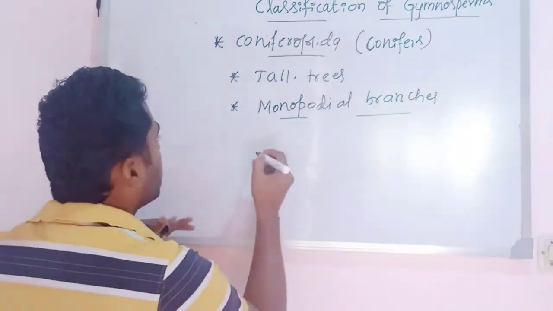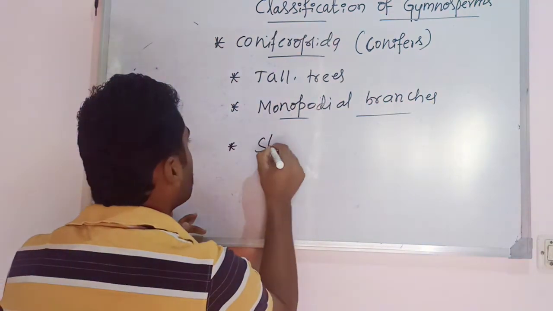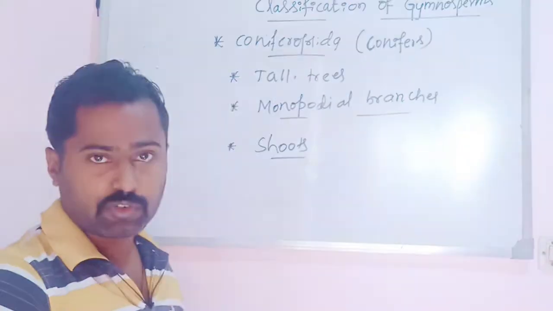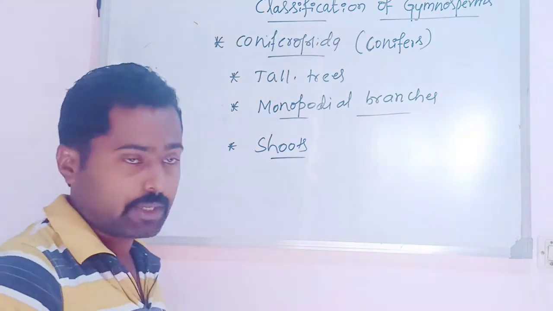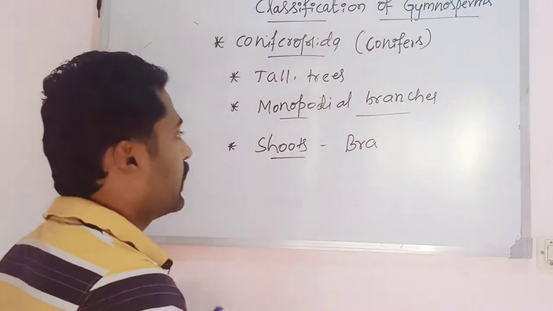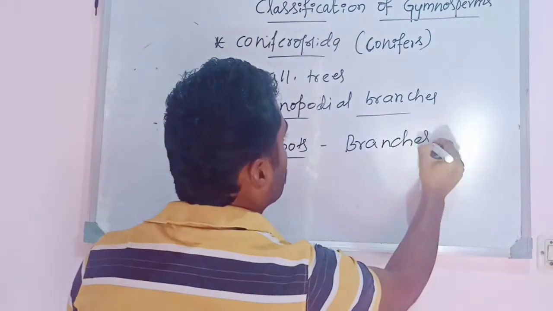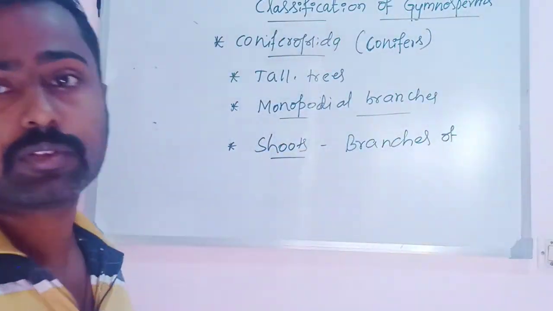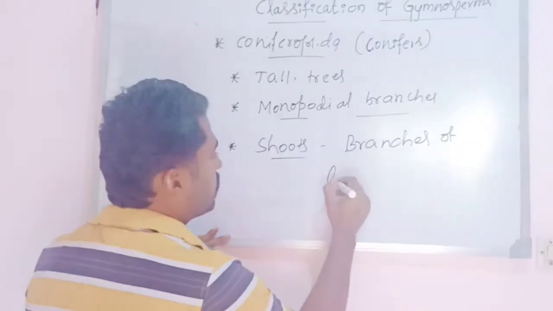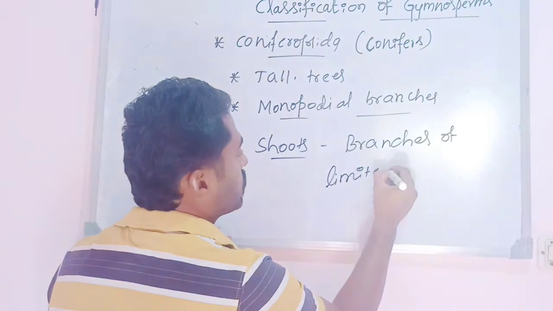And it bears two kinds of shoots. A shoot is nothing but the aerial part of the plant body. One kind is the branches of limited growth, and the other is the branches of unlimited growth.